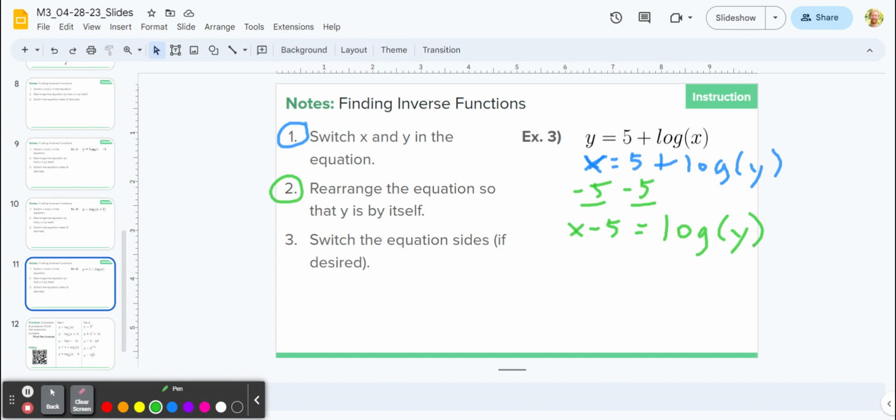Okay, now I'm in a spot where I can take my exponential. We have a base 10 log because no base is written. And so our entire exponent is this x minus 5 up top. So 10 to the x minus 5 equals y. And finally, if we want to switch the sides of the equation so it looks clean, we'll have y equals 10 to the x minus 5.